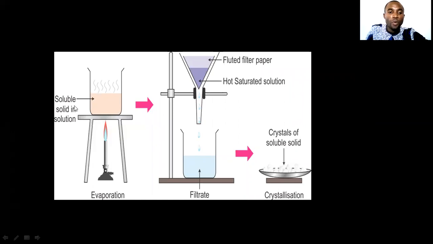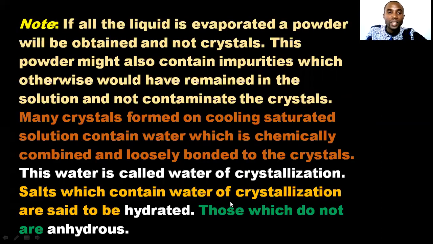This is a heat-soluble solid in solution. You heat it, and as it's being heated, some part of it will crystallize, giving crystals of the soluble salt. That is what we have at the end. All right, note, if all the liquid is evaporated, a powder will be obtained and not crystals. This powder might also contain impurities, which otherwise would have remained in the solution and not contaminated the crystals.